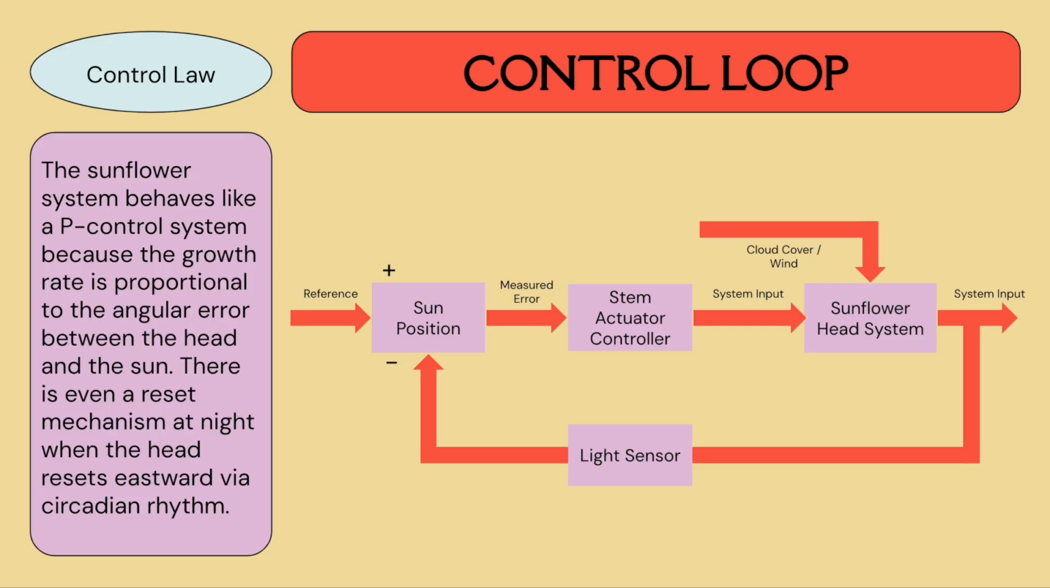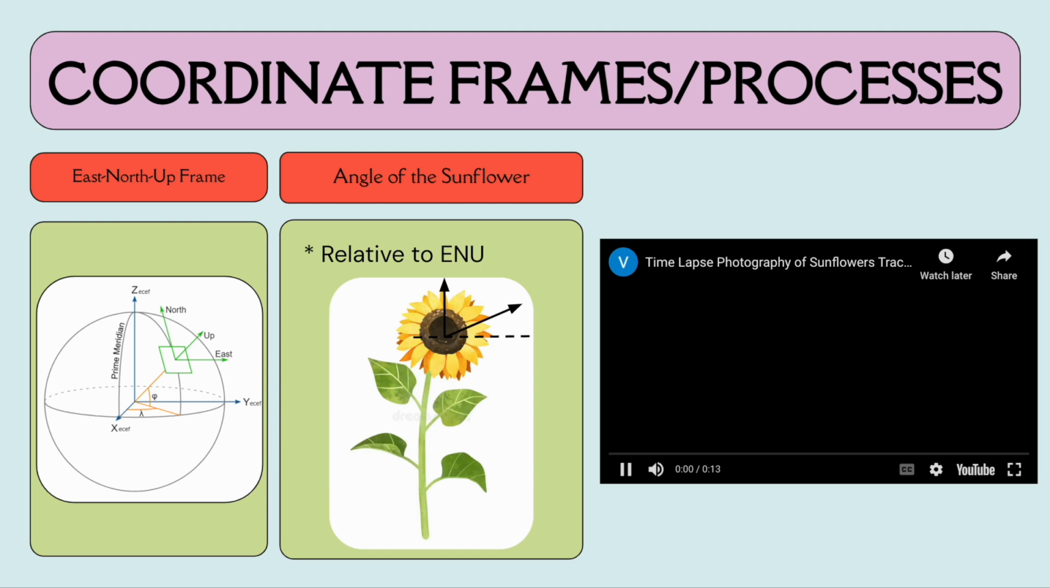Control law. The sunflower system behaves like a P control system because the growth rate is proportional to the angular error between the head and the sun. There is even a reset mechanism at night when the head resets eastward via circadian rhythm. Our set point is the sun position, our controller is the stem actuator controller, and our system is the sunflower head. Our feedback loop is our measured sun position, and disturbance is the cloud cover/wind.